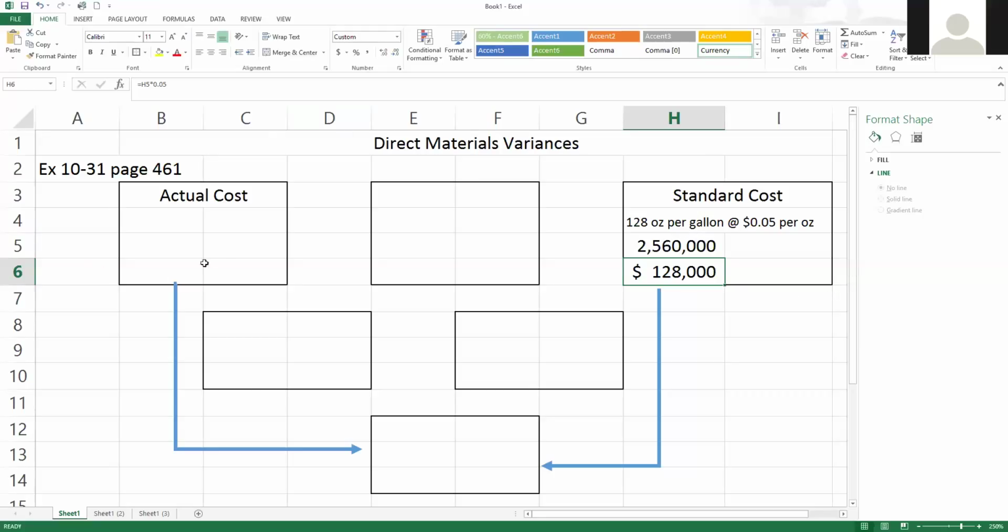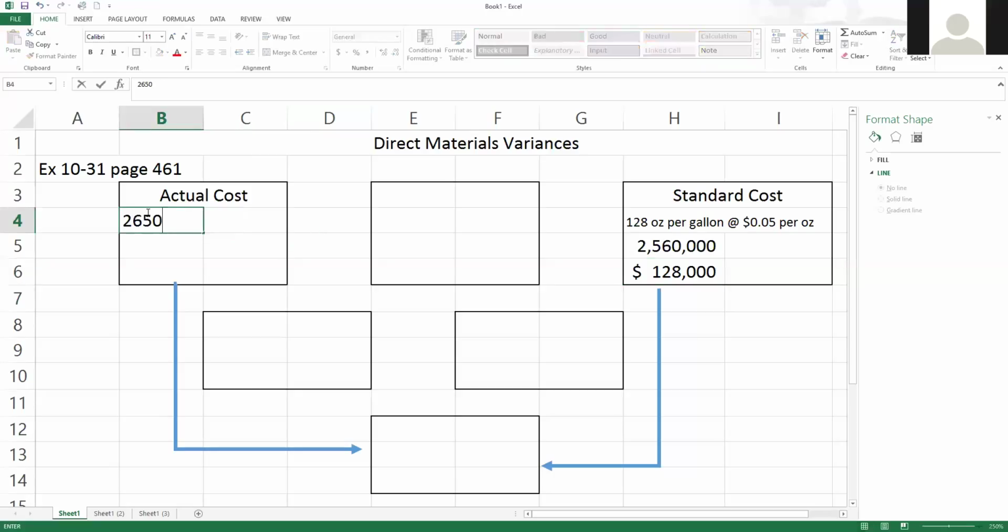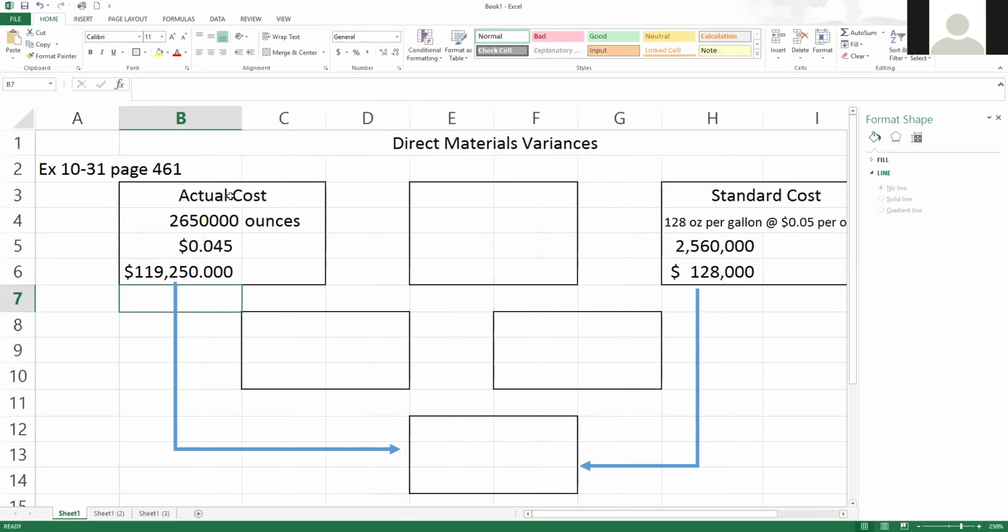Now we're going to go to the other end of the spectrum and look at what actually happened. And according to our problem, we used 2,650,000 ounces, and we paid 4.5 cents an ounce. Yeah, don't want that to round up there. So we can figure out what our total cost really was. And we spent $119,250.